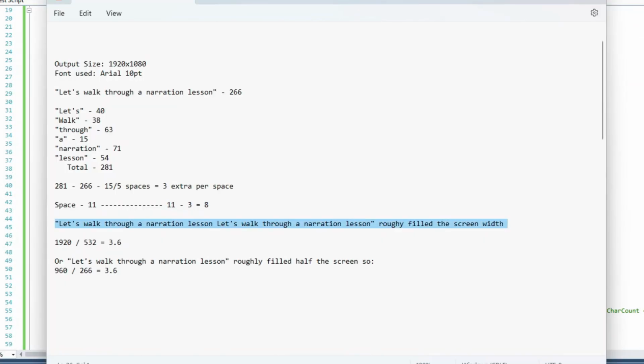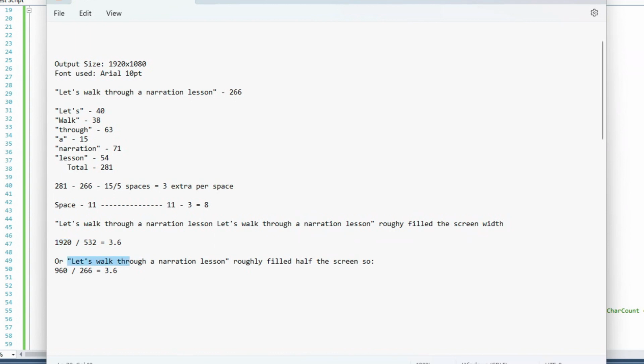Then I took Let's Walk Through Narration Lesson and duplicated it so that we had Let's Walk Through Narration Lesson twice, and I noticed that roughly filled the full screen width. Now I didn't zoom in and get everything 100% exactly precise. Assuming that Let's Walk Through Narration Lesson twice is double of 266, that would be our 1920 width divided by 532 equals 3.6. So I'm converting this size to this size. At least that was the goal behind these numbers.